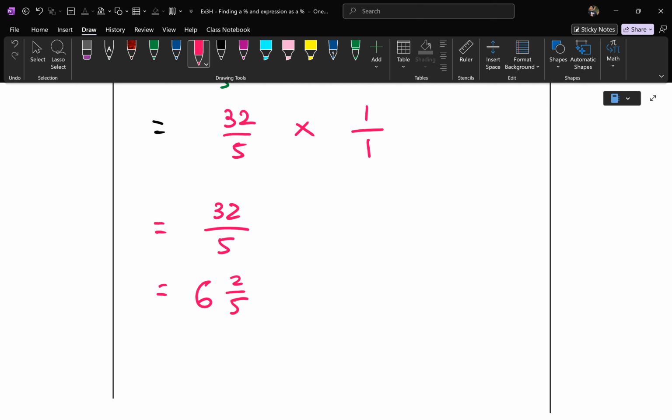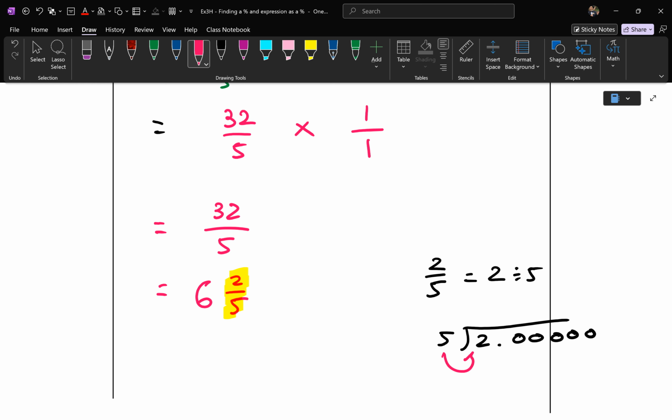But even then, the general population doesn't know their fractions. People don't like 6 and 2 fifths. They're like, what is that? So this is where you had to learn how to change 2 fifths into a decimal. In our previous lessons, 2 over 5 just means 2 divided by 5, or how many 5s fit into 2? We did this in our previous lessons. Let's do it again, changing to decimals. How many 5s fit into 2?